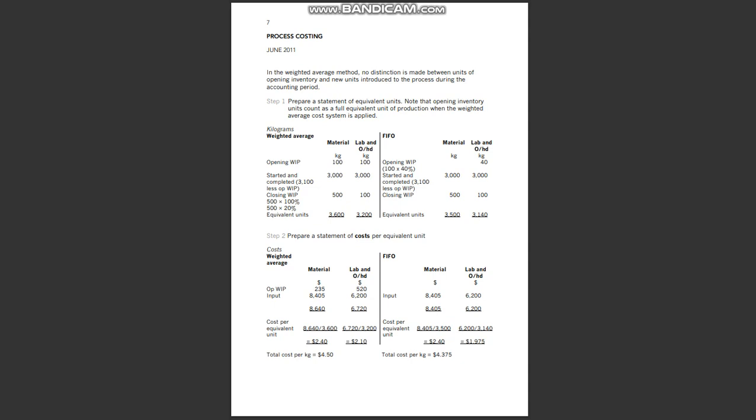It means the labor overhead in the weighted average method is 100, then the completed finished good is 3100 less 100, equal to 3000. Both material and labor overhead are 3000. Closing work in process is 500 and 100, same as in the weighted average method. Then the equivalent units: when we equate the amounts mentioned above, we get 3500 material and 3140 labor.